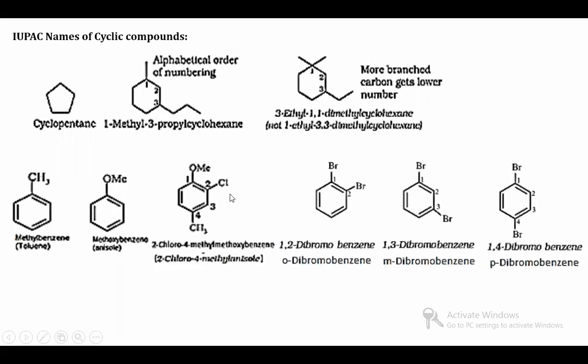Next, for this one, if the same substituent groups are present, this will be 1,2-dibromobenzene. This we also call ortho-dibromobenzene. This position is meta-dibromobenzene, so meta dibromobenzene or 1,3-dibromobenzene. And here bromine and bromine are opposite to each other, 1,4-dibromobenzene or para position, para-dibromobenzene. So this is the IUPAC nomenclature for the cyclic compound.